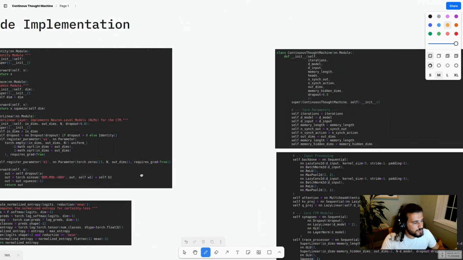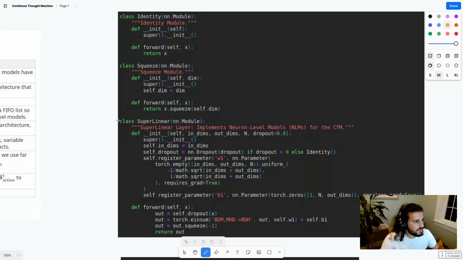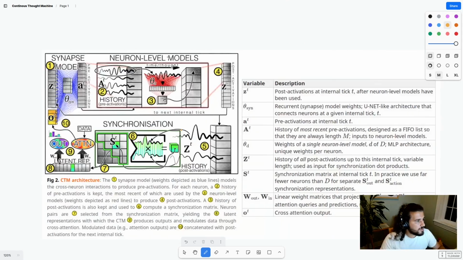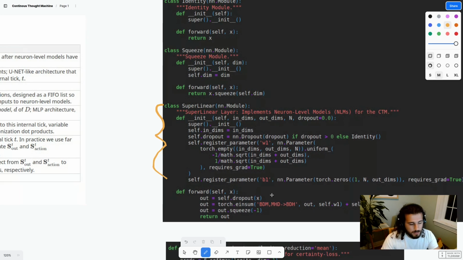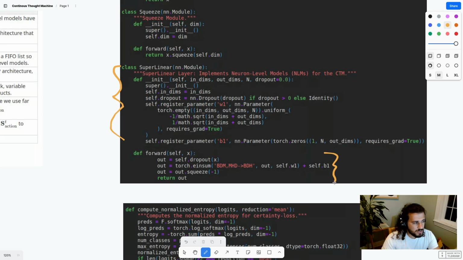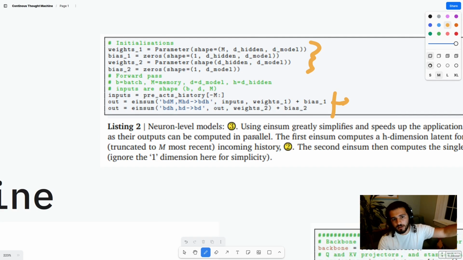There's the stuff that we're going to use and the actual continuous thought machine. So this stuff over here is a layer that we need for the NLM, the neuron level model. These guys over here, and it's just one of the layers, right? So you apply dropout, you have the W and B parameter, and then they use Einstein summation like we saw before in order to stack 2 of them together to be able to do an MLP. So that stuff, this is what I'm talking about over here.